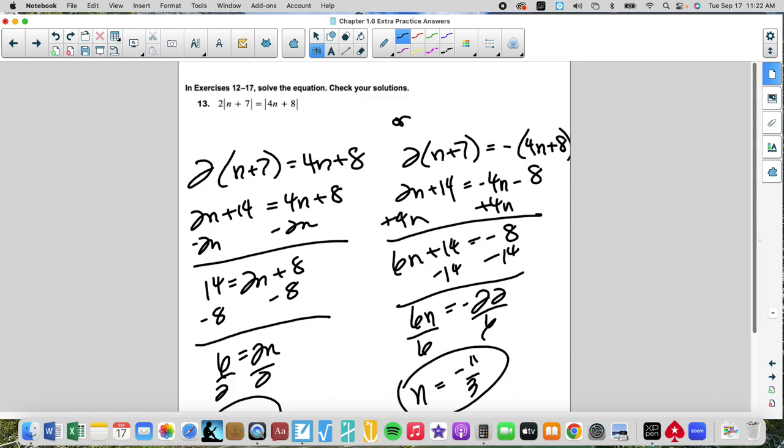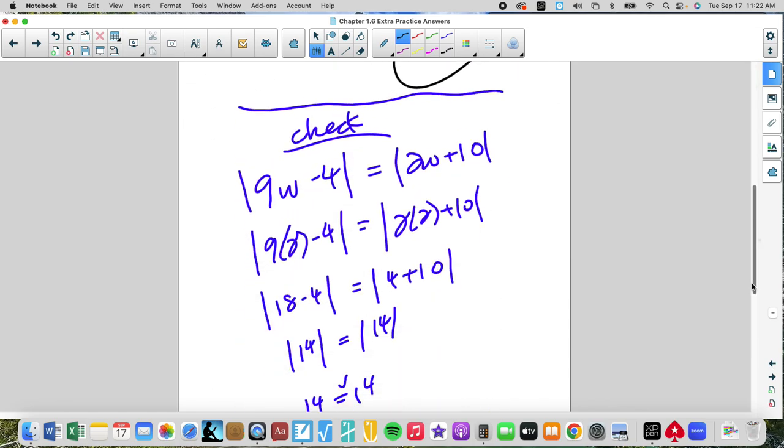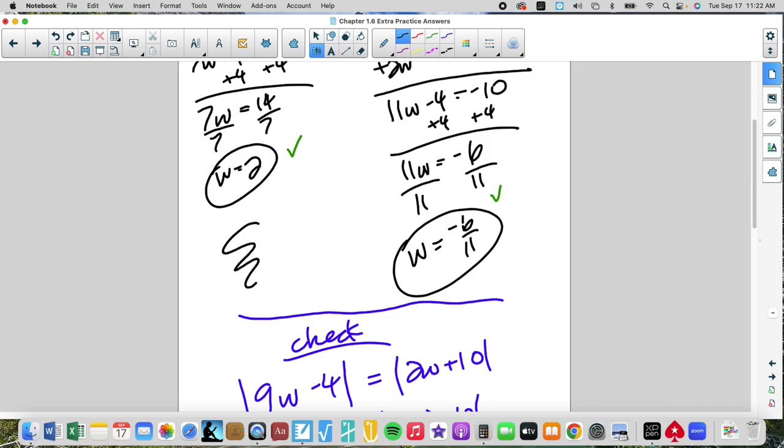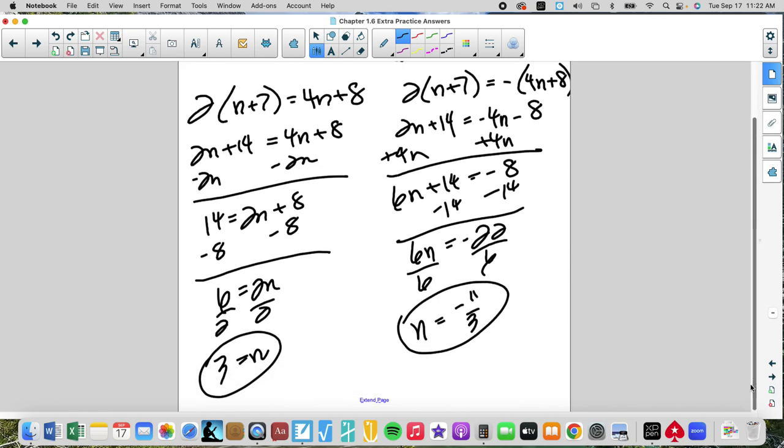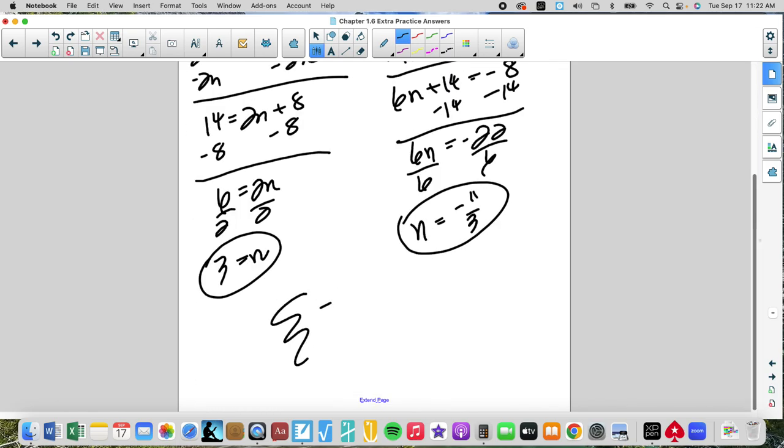Notice I simplified. Did I write it in a solution set? I don't think I wrote it in a solution set. And there are my solutions, negative 11/3 and 3. And I'm going to assume that I'm pretty good. But if you want to make sure that you get 100 on your quiz or test, you would check at this point.